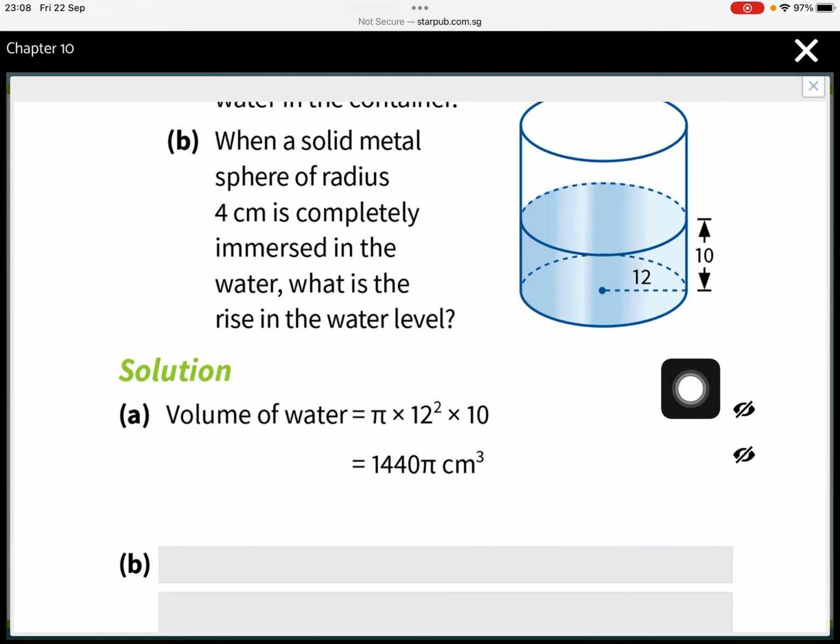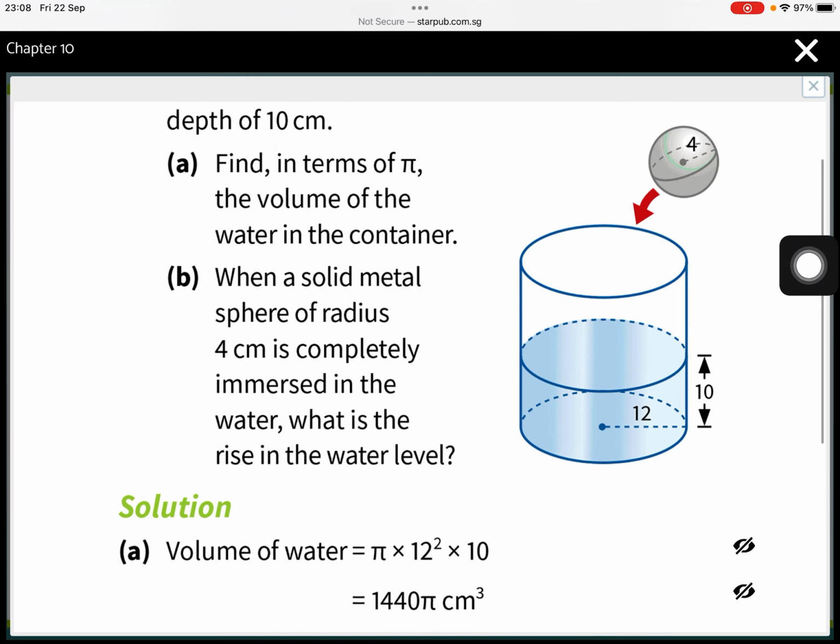When a solid metal sphere of radius 4 cm is completely immersed in the water, what is the rise in the water level? Meaning I add this metal sphere in, the water is going to go up, because your solid metal sphere takes up space. So there's a volume. This increase in the height will depend on the volume of the sphere. How do we calculate this? This increase in height will be a result of this change in volume due to the sphere.